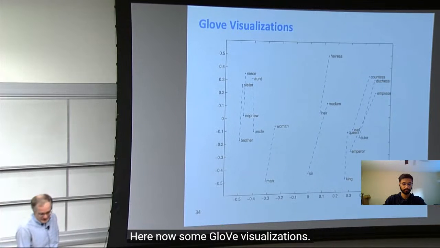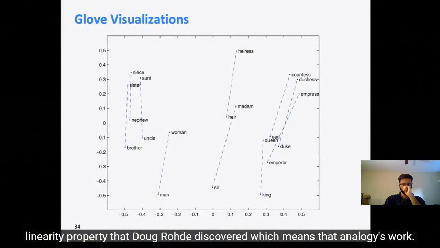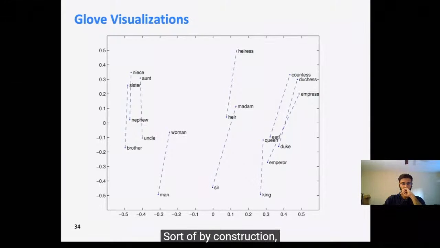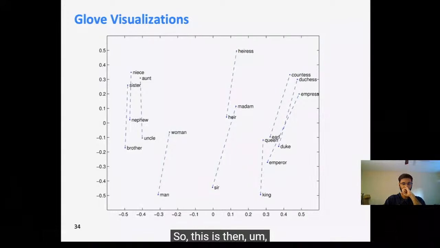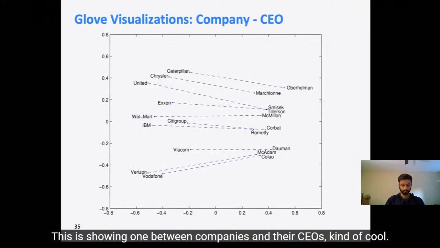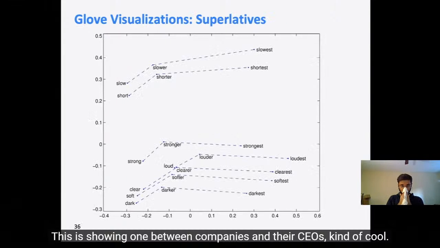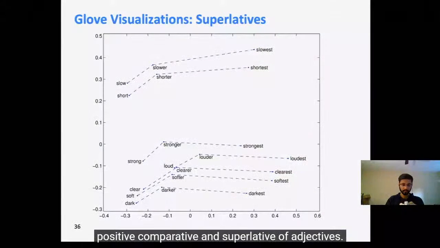Here are now some GloVe visualizations, and these GloVe visualizations show exactly the same kind of linearity property that Doug Rohde had discovered, which means that analogies work, sort of by construction, because our vector space wanted to make meaning components linear. So this is showing a gender display. This is showing one between companies and their CEOs. Kind of cool. And you can also do more syntactic facts. So this is showing positive, comparative, and superlative of adjectives.